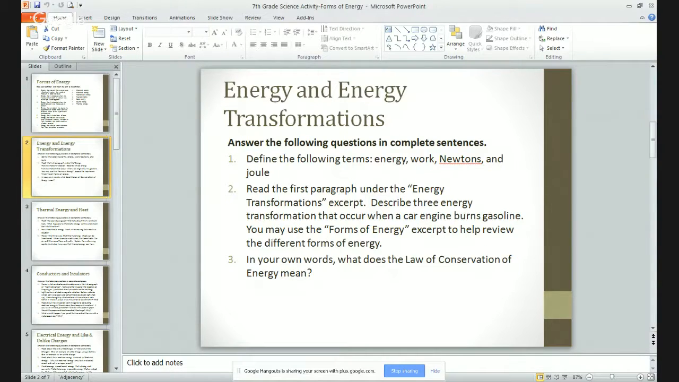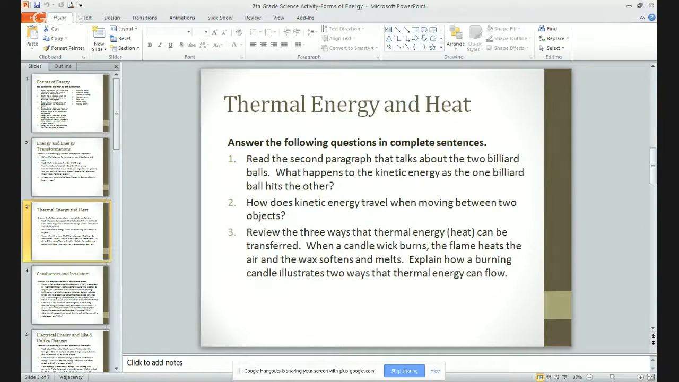Alrighty, we're going to move on to thermal energy and heat. So we've got the second paragraph talking about the 2 billiard balls. If you've ever played pool, that's what a billiard ball is. You hit the cue ball, and that's going to hit either your solid ball or your stripes ball, depending on which one you are. And so what happens to the kinetic energy as one billiard ball hits the other? So the kinetic energy is going to be transferred from the moving ball into the stationary ball.